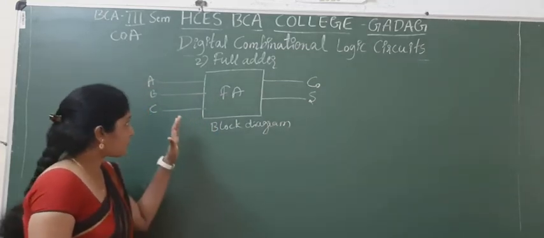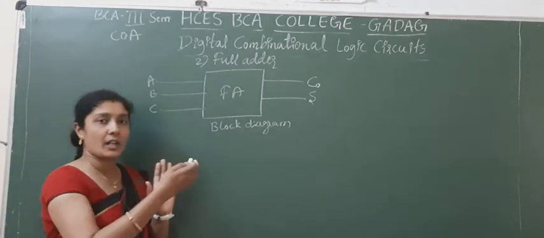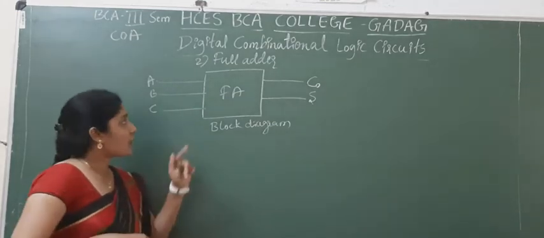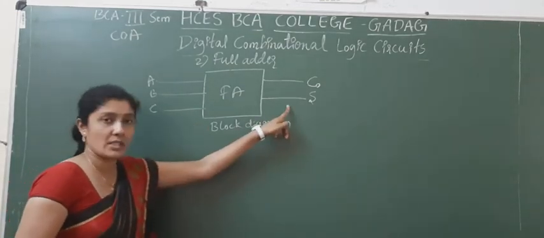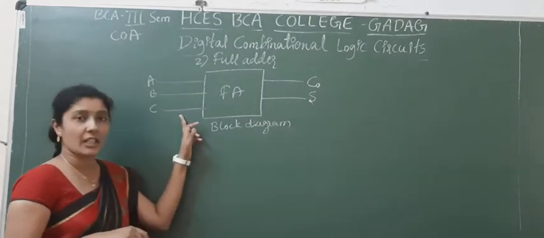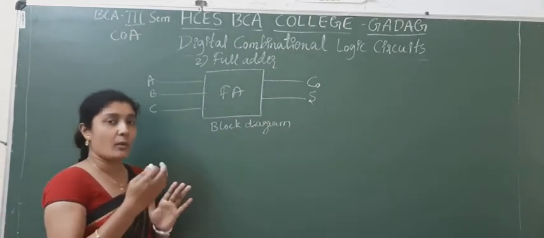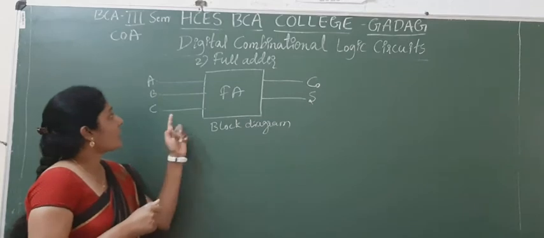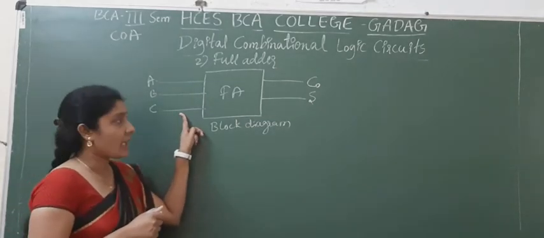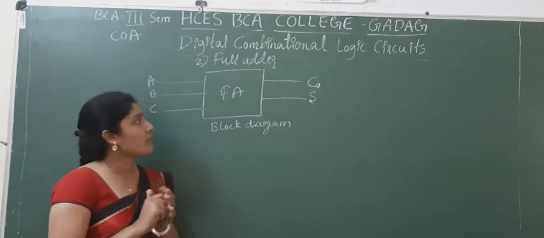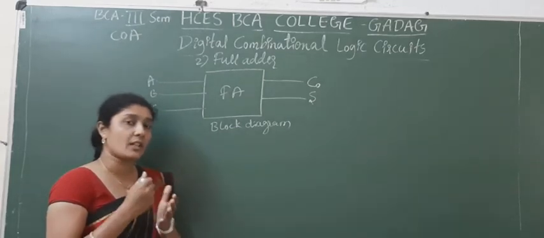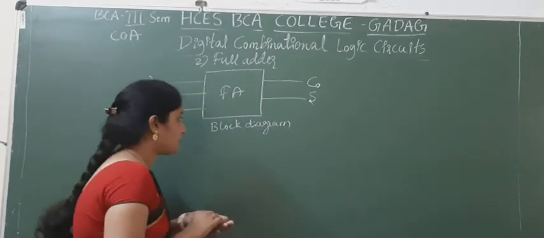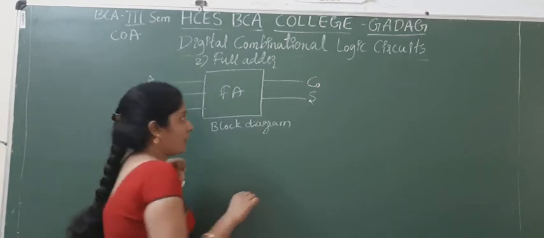See, the only difference between half adder and full adder is you can observe in the block diagram. In the half adder, it was having 2 inputs and 2 outputs, and here the only thing is it is having 3 inputs and 2 outputs as it is. So how to define it? Full adder is a digital combinational logic circuit which is having 3 inputs and 2 outputs, namely carry and sum. So here it is going to add 3 binary inputs instead of 2. So therefore, now let us write the truth table for this.